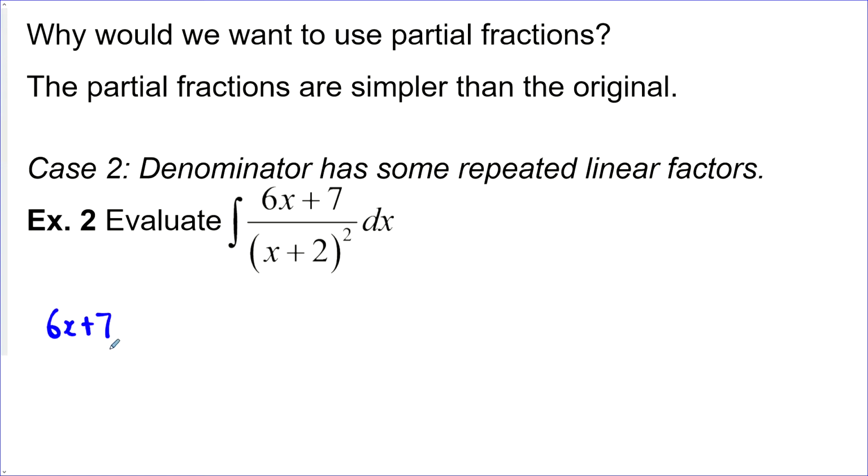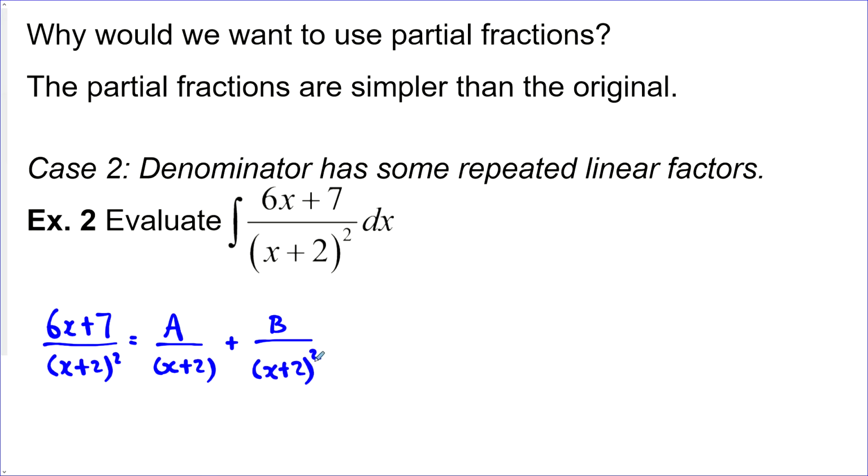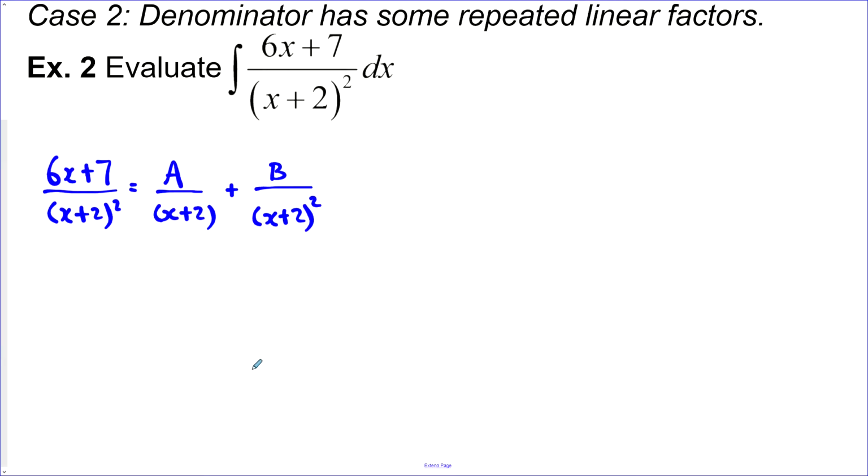So 6x plus 7 over x plus 2 squared is equal to some constant over x plus 2. And in the next one, I'm going to do the other factor of this, which is x plus 2 squared. Now you might think that's a bit funny, but this will guarantee that we find a partial fraction. Okay, so same drill as last time. We're going to multiply the entire equation by x plus 2 squared to get rid of it.